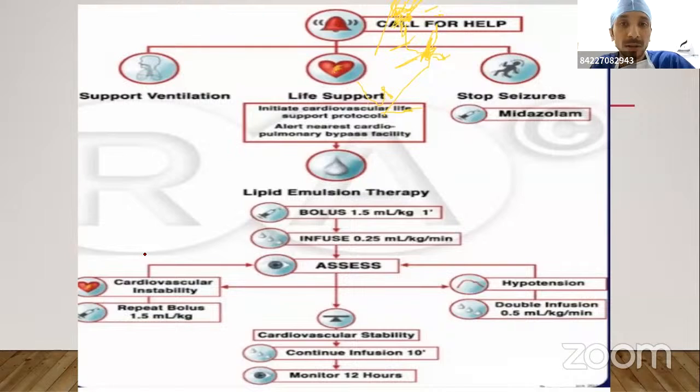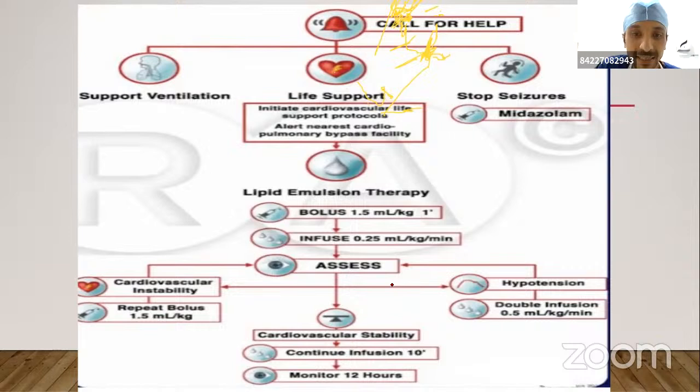This is the protocol for management. You support the ventilation, address the central nervous system symptoms of seizures, initiate cardiovascular life support, call for help, and for lipid emergency therapy you can start with a bolus of 1.5 ml per kg, and you start an infusion of 0.25 ml per kg per minute.